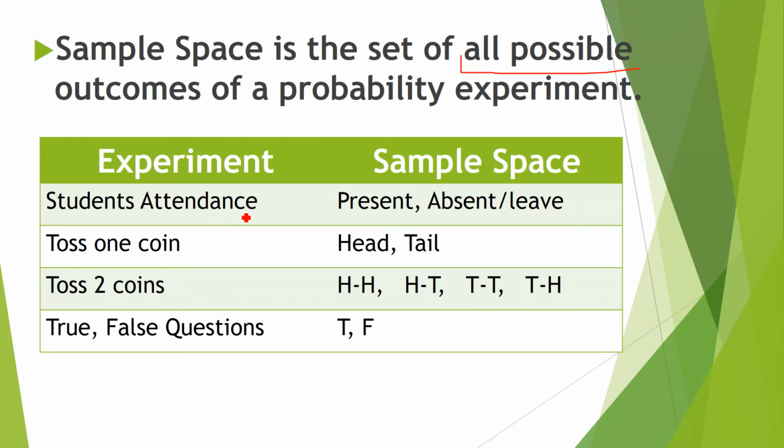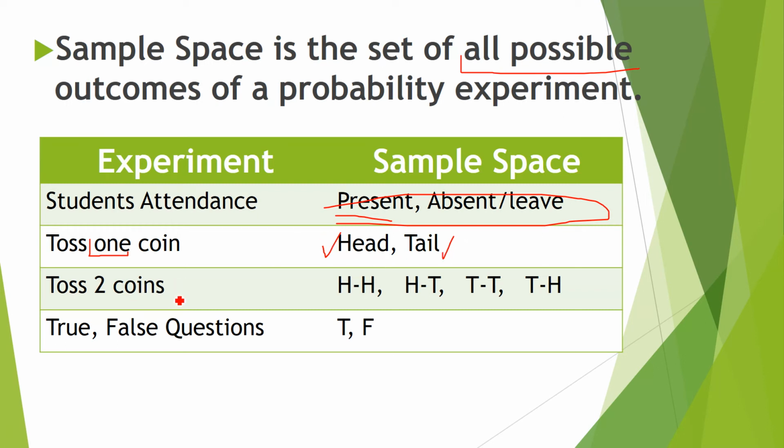Suppose students' attendance. What are all the possible outcomes we can have? Maybe the students are present or absent. These are the only two outcomes, all possible outcomes, so this is called the sample space. Similarly, toss one coin. Maybe the head will come or maybe the tail will come. So these are only two possible outcomes, and this is the sample space.